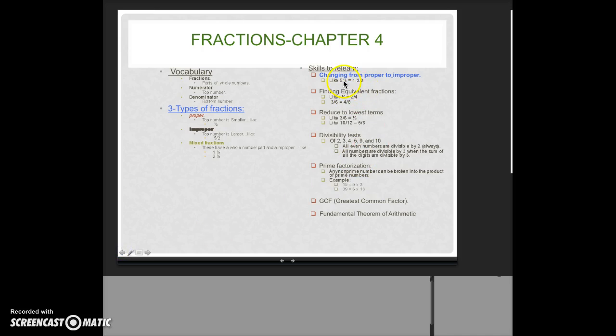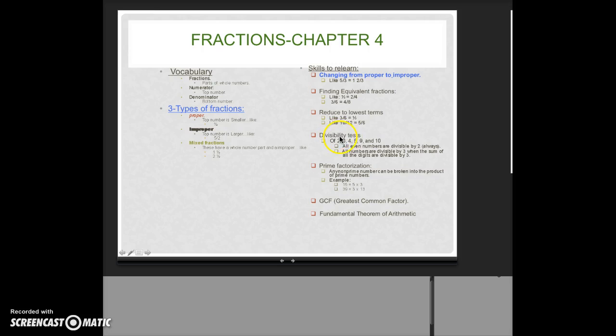I also want to talk about some of the skills we need to know. For example, skills to learn are changing from proper to improper, finding equivalent fractions. So if we want to change from improper to mixed, like 5/3 to 1 2/3, or finding equivalent fractions, like 1/2 is the same as 2/4, 3/6 is the same as 4/8, and then reducing to lowest terms, 3/6 can be reduced to 1/2. 10/12 can be reduced to 5/6.